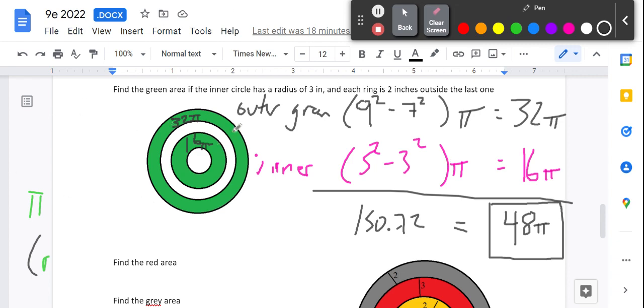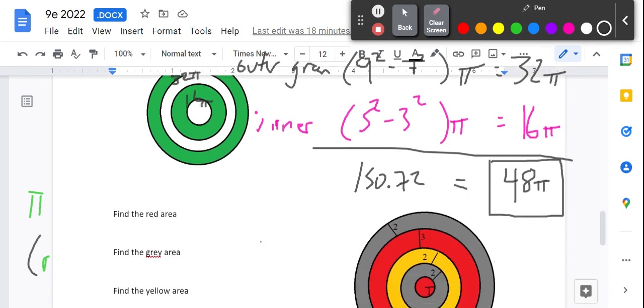All right, so remember, just outer ring minus inner ring. Square the radii, subtract them, multiply by pi. And if we're doing multiple ones together, just keep it written like this, nice and clean over here, and then combine like terms as you need to when we go forward.